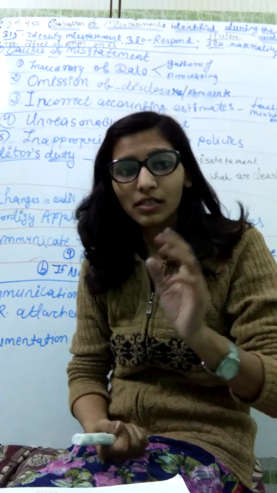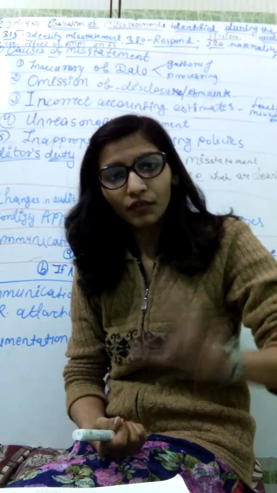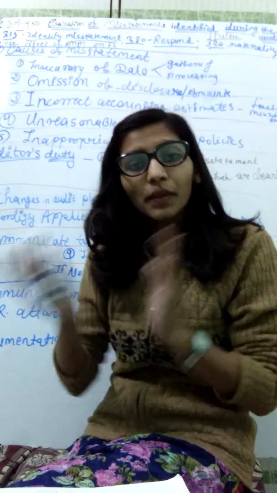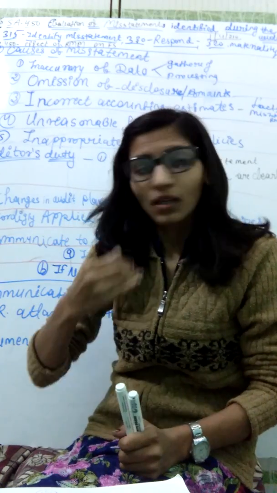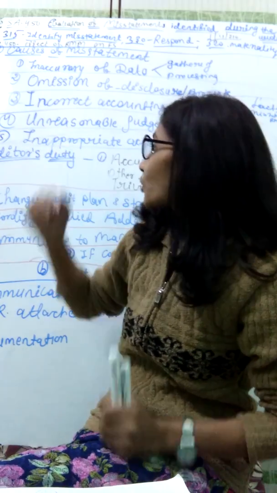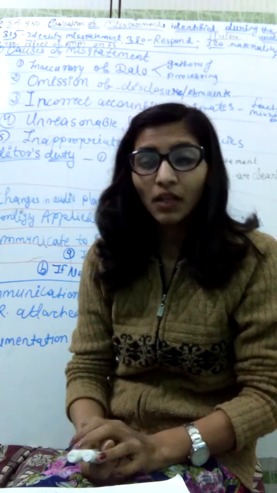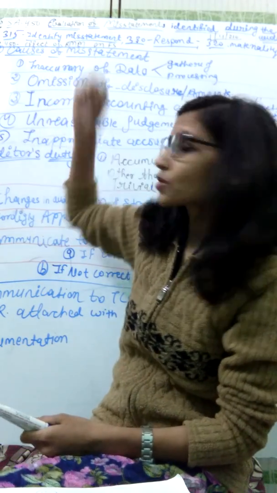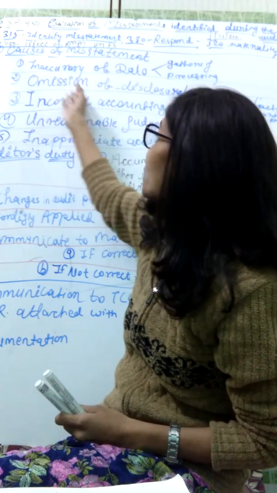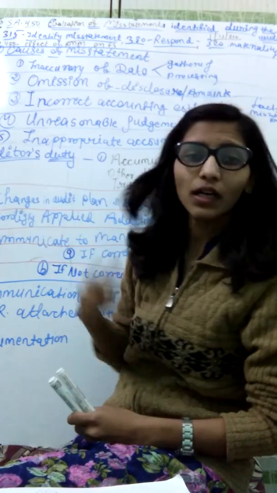For example, if there is inventory, we talk about the FIFO method and LIFO method. Wherever required, like perishable goods, we know the FIFO method is required, and if management applied the LIFO method, this is an inappropriate accounting policy which misrepresents the financial position. So all these are the reasons which cause misstatements. Okay, first is inaccurate data, omission of disclosures, incorrect accounting estimates, unreasonable judgments, inappropriate accounting policies.